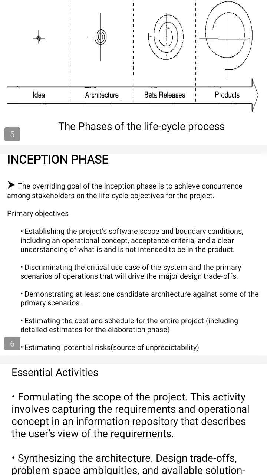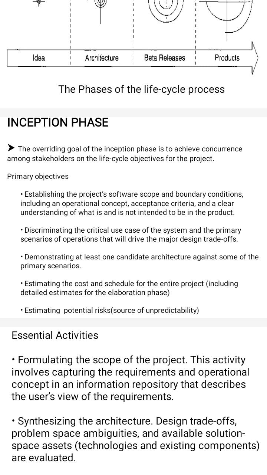First we go for the inception phase. The main goal of the inception phase is to generate the idea of our program. For each phase we discuss three things: primary objectives, essential activities and primary evaluation criteria. First, the primary objectives for the inception phase. The first primary objective is establishing the project software scope and boundary conditions.